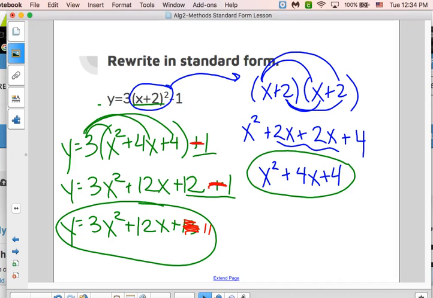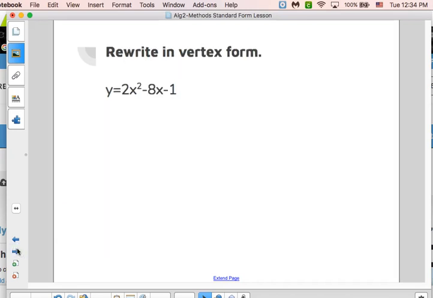Questions. I think this is the harder way to go through. So if you're given vertex form, to make it into standard, you have to multiply it out. We're going to do one going the other way. So now what if we're given standard and we want to write it in vertex form? This is the last one we'll do for notes.